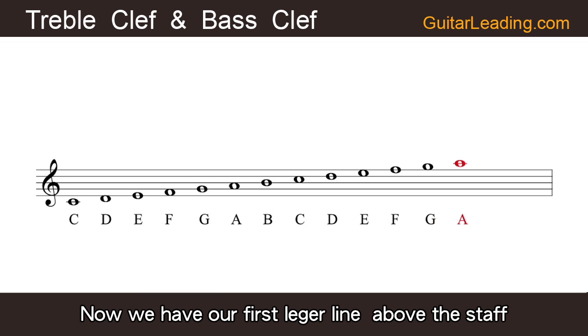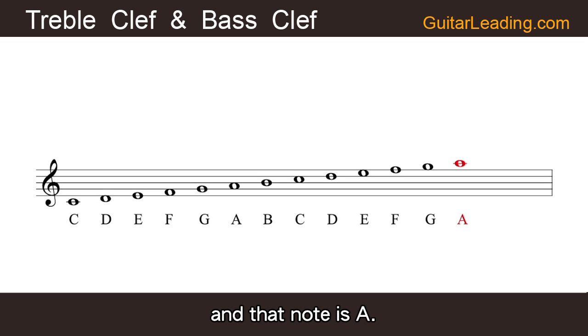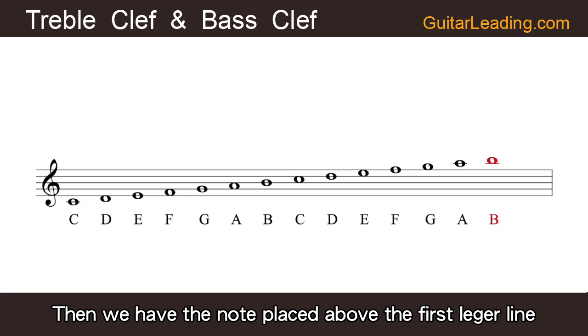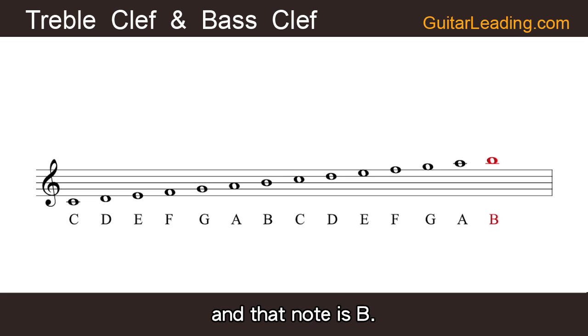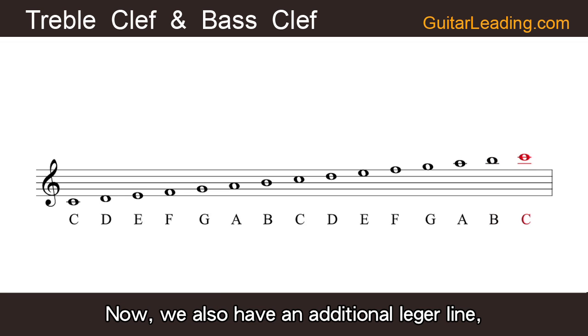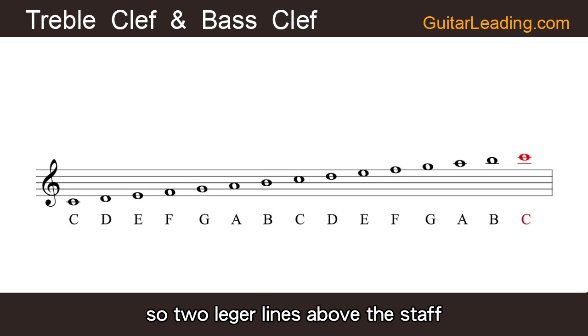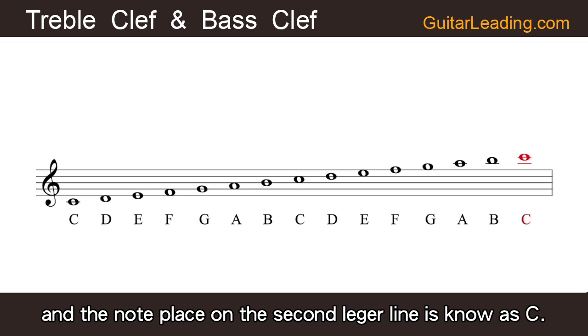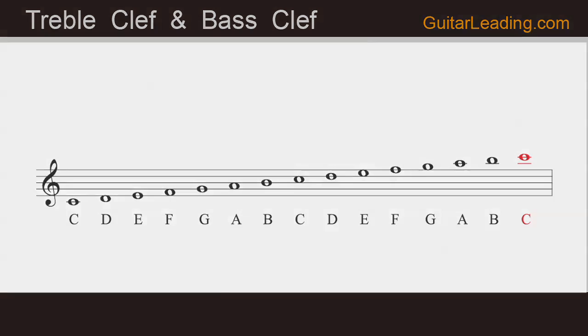Now we have our first ledger line above the staff, and that note is A. Then the note placed above the first ledger line is B. We also have an additional ledger line, so 2 ledger lines above the staff, and the note placed on that second ledger line is known as C.